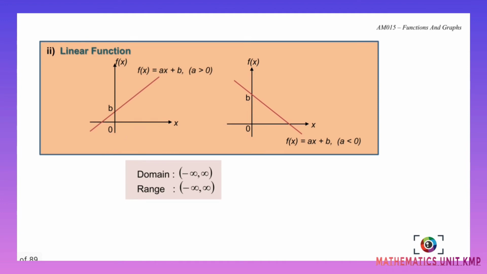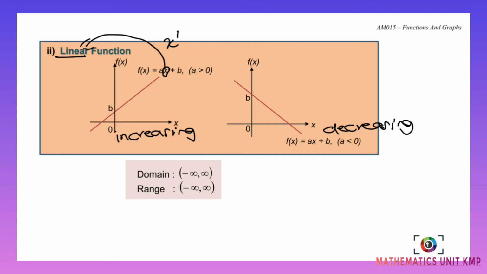Second function is a linear function. So what is linear? A linear function is when you have your function, x should be power of 1. That is linear, right? So we have two types of linear functions. Either this one is, we call it increasing, and this one is decreasing.